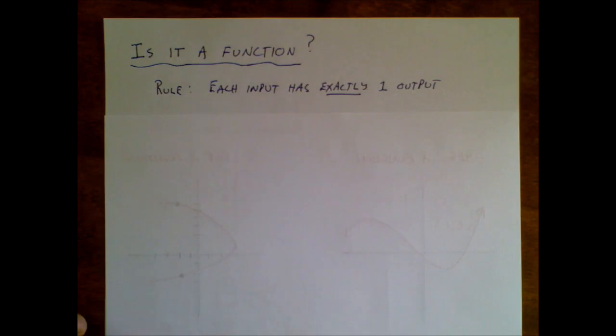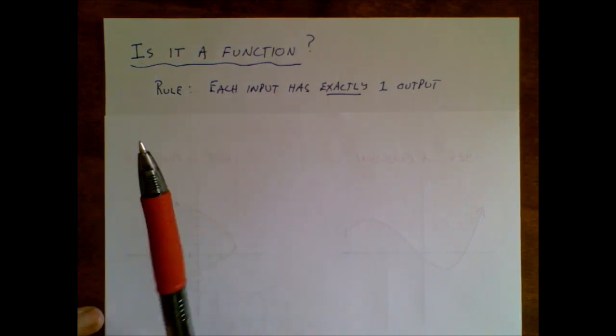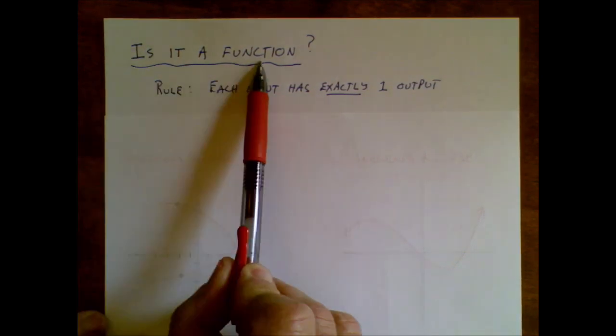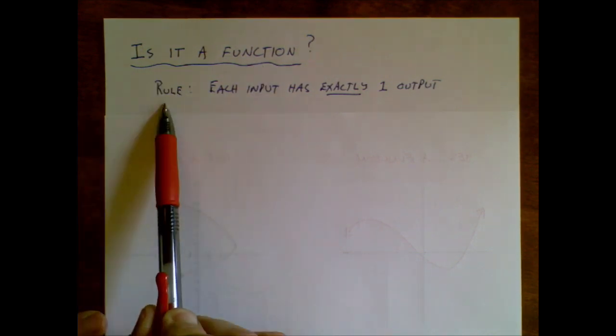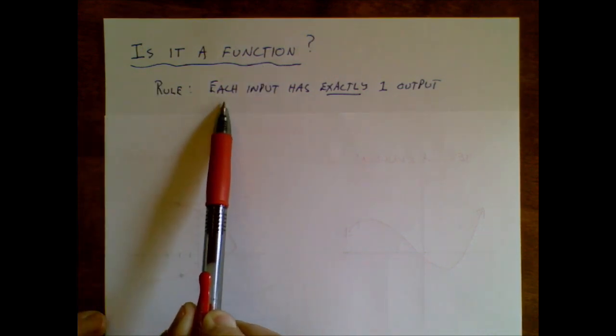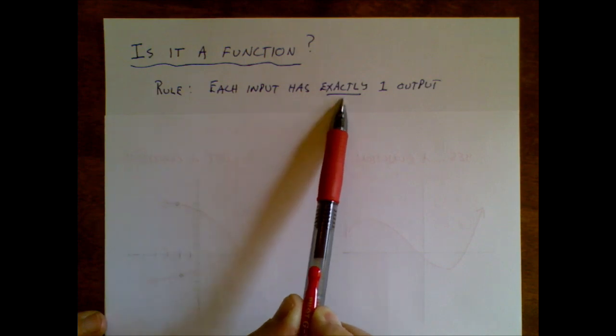But then the gods of math posed this question: when you're looking at a relation, is it a function? And earlier you learned this rule. It's a function if each input has exactly one output.